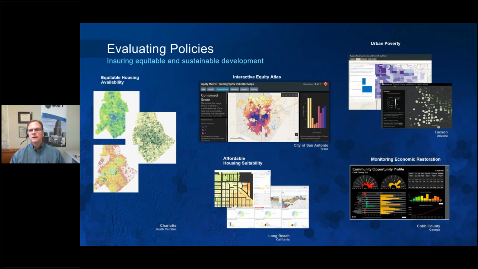And then Tucson, Arizona, we're actually going to have a story coming out very shortly about this. Be on the lookout for that. But they have been using GIS as a part of their urban poverty and stress reports that they create about every 5 to 7 years. So this was a way for the public to provide feedback about what was going on in their neighborhoods. And then this data was collected and provided back as a report to the city, and GIS was an integral part of that.